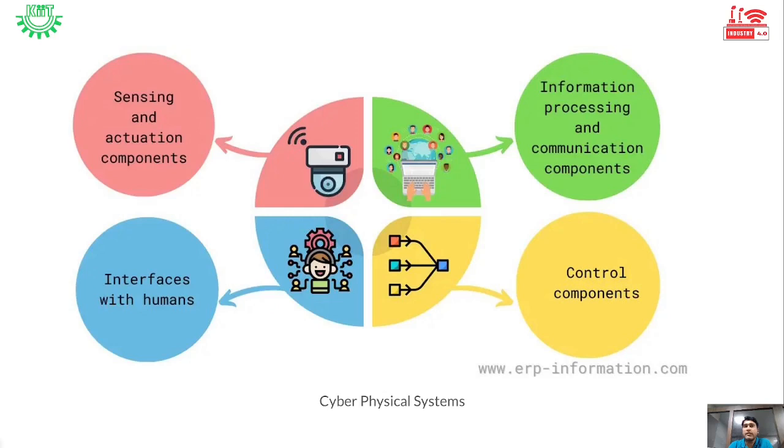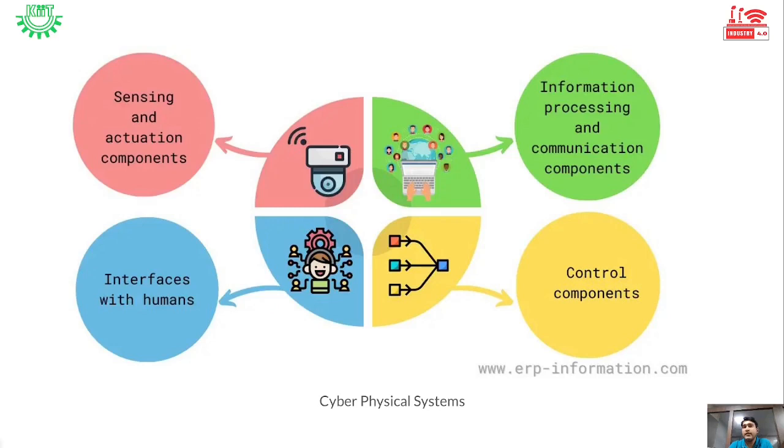So the different blocks are like this: sensing and actuation component. So here we have the different sensors and actuators. Sensors means, let's say, temperature sensor, humidity sensor. These are some examples. Actuation means, let's say, a washing machine. If you are allowing water inside the washing machine, then there is a certain valve that is controlling the water's inlet. So that is also one of the examples of actuators. So these sensors and actuators are connected to an embedded system.